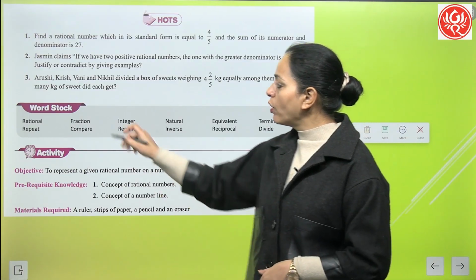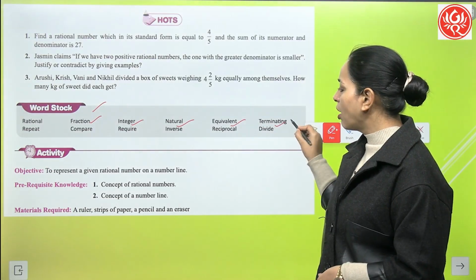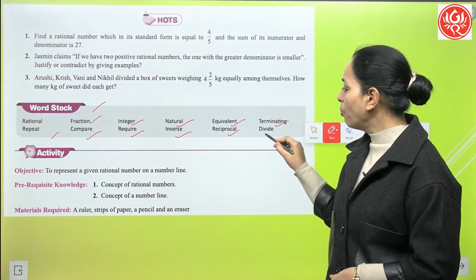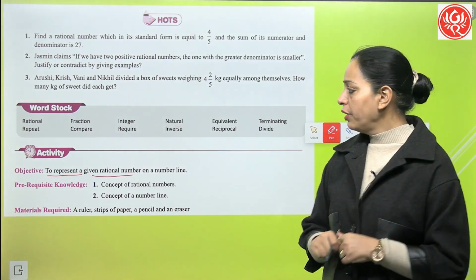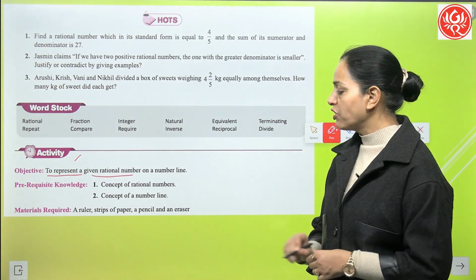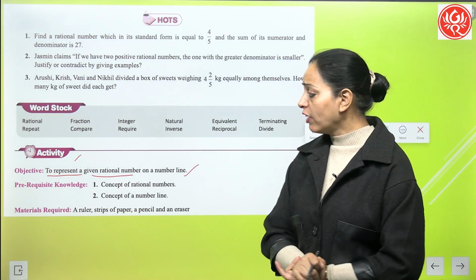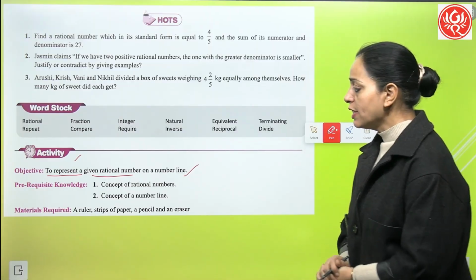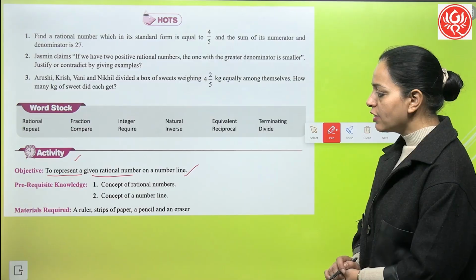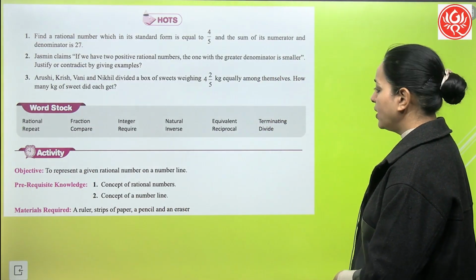Now we are coming to word stock: rational, fraction, integer, natural, equivalent, terminating, repeat, compare, require, inverse, reciprocal and divide. Now this is the activity time. Objective: to represent a given rational number on a number line. Now, prerequisite knowledge. The first one, concept of rational numbers. The second, concept of a number line. Materials required: a ruler, strips of paper, a pencil and an eraser.